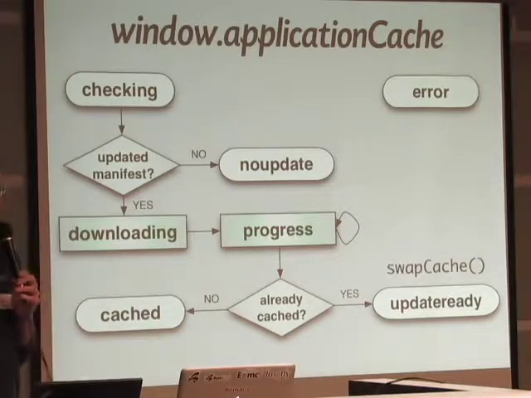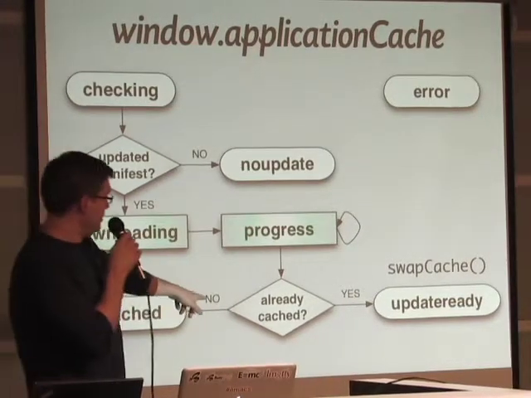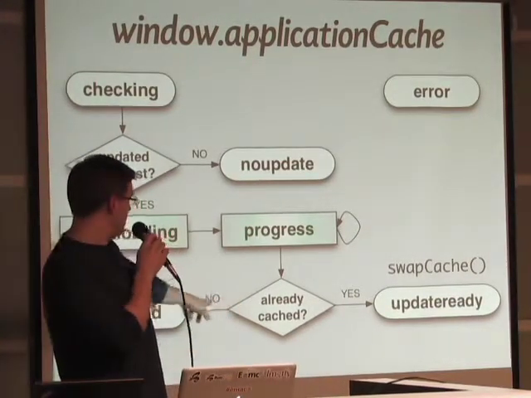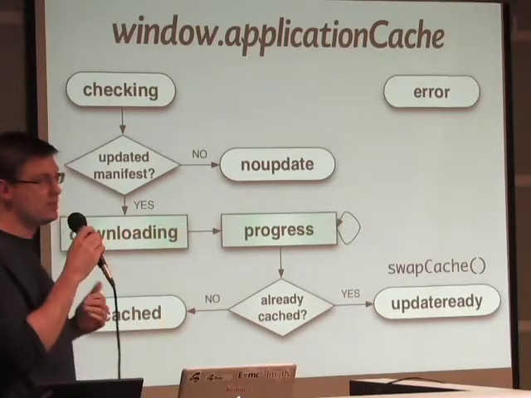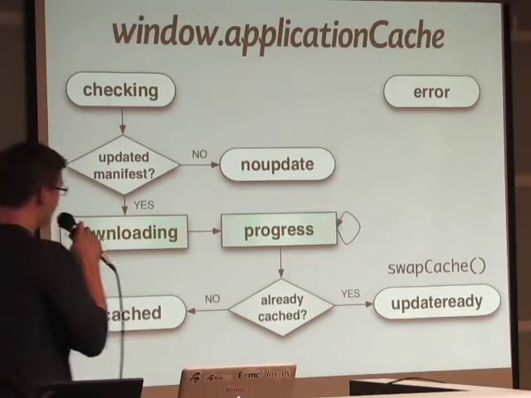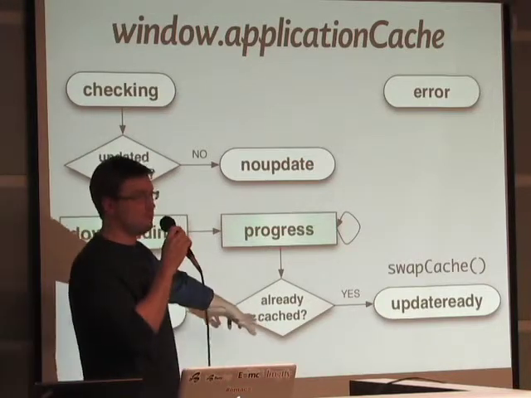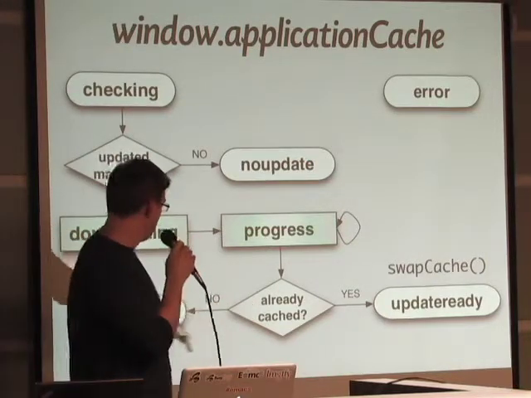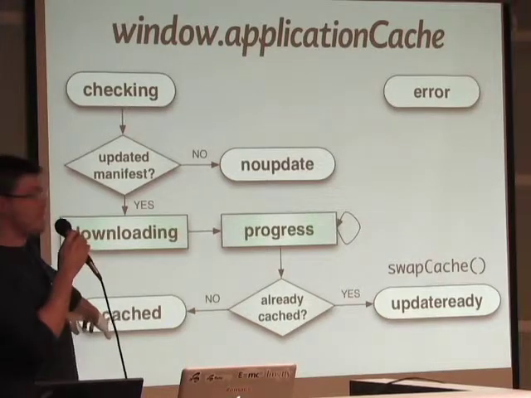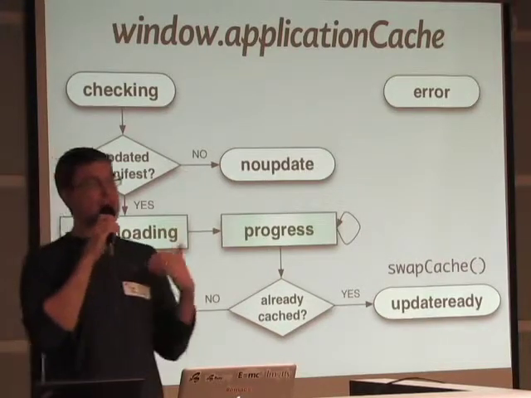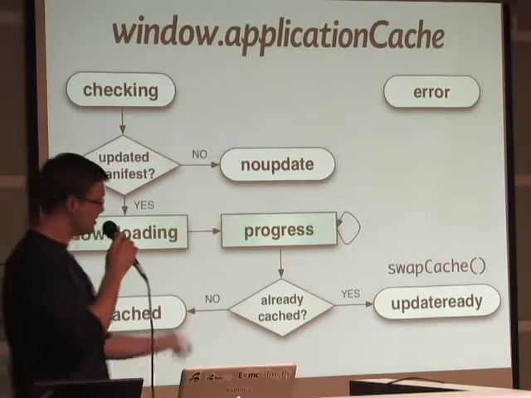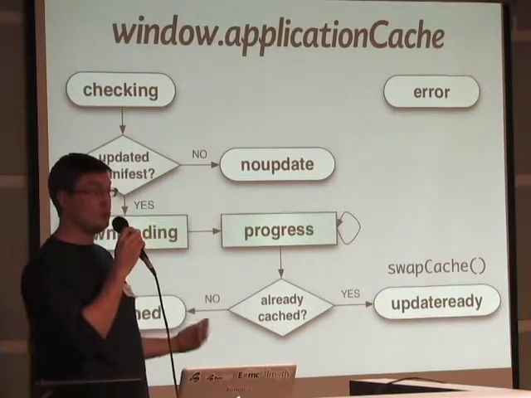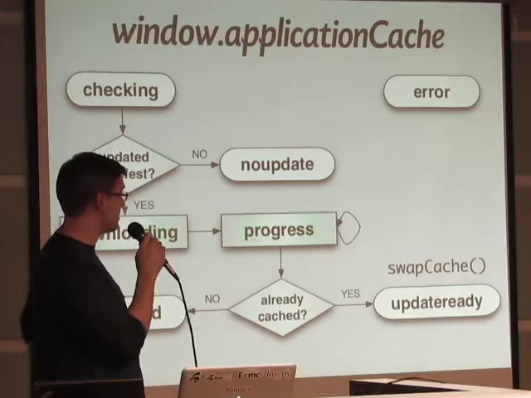When it's finished downloading all those resources, it's going to make another decision. Is this a brand new app that we first saw, or is it one that we've seen before? If it's something we haven't seen before, it's going to fire the cached event, explaining that we've just cached this for the first time. This is the first time the browser's seen it. It's the first time we've accessed it. And it's available in the cache. So the next time you access it, it will be there.